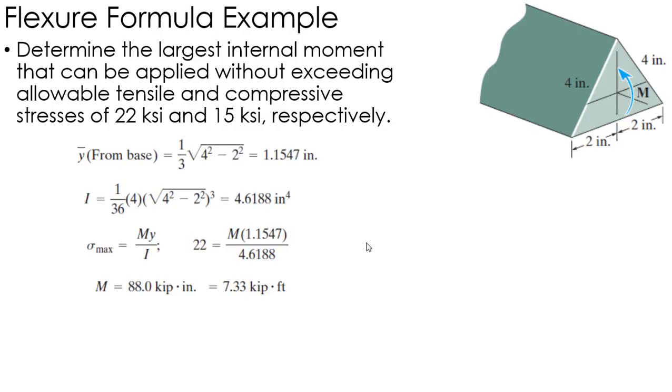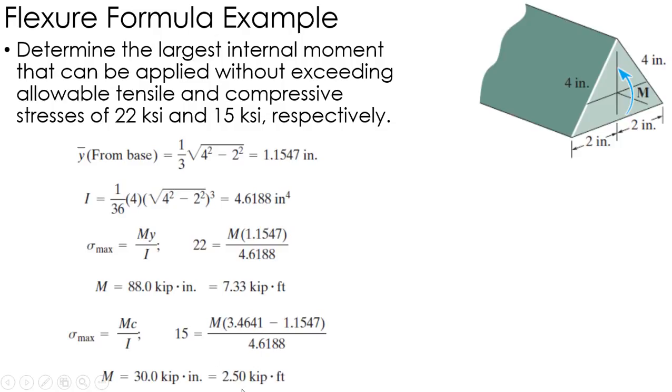Okay, doing the same thing for compression, this time it's 15, and the distance is the total height, which is this 3.46, minus the location of the centroid, 1.15. So again, that's the height from the neutral axis up to the top where the compression is occurring. I is the same. Calculating M so that it doesn't exceed 15, M is actually 2.5 kip feet. So this is actually the answer because I do not want to exceed that.